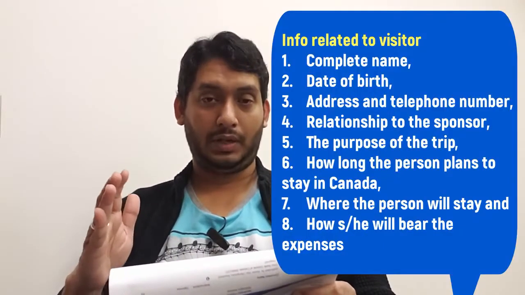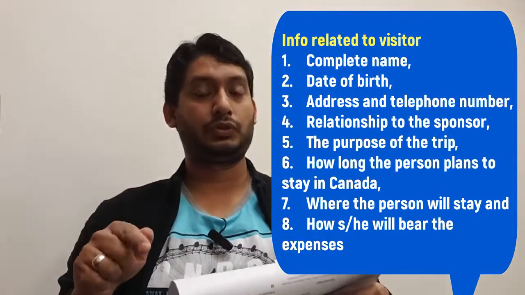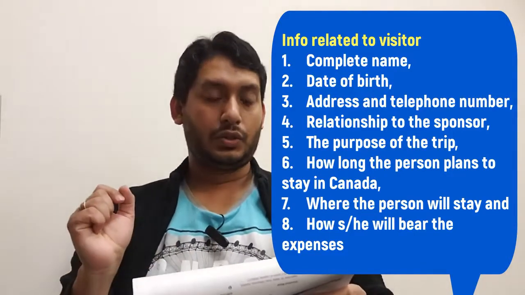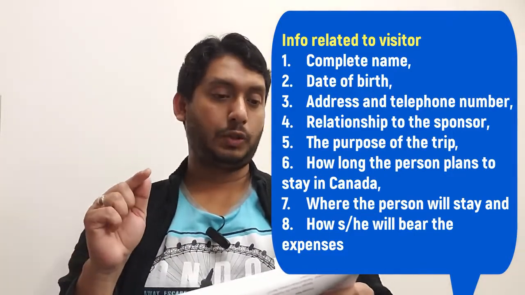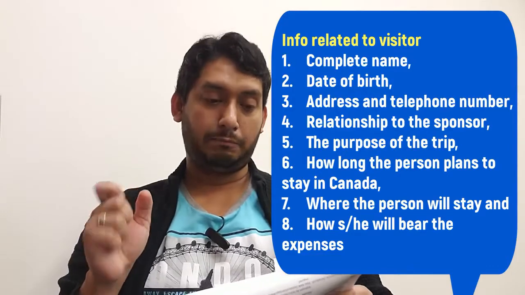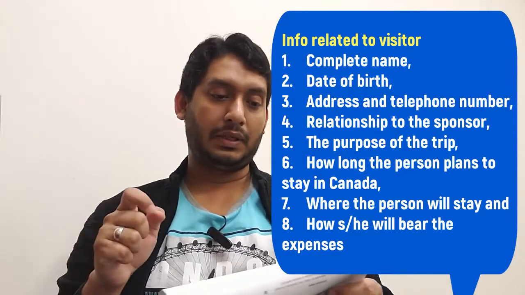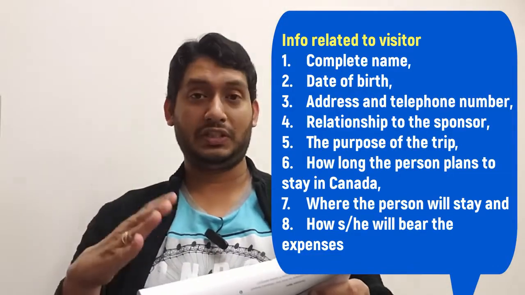I'm discussing here right now. Regarding the letter of invitation, I'm reading out the points that you should have. So these points are the points related to the visitor. I will discuss the points related to a sponsor just after this session. So for the visitor, there should be complete name, date of birth, address and phone number, the relationship between the visitor and the sponsor.